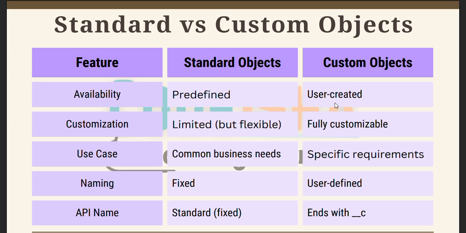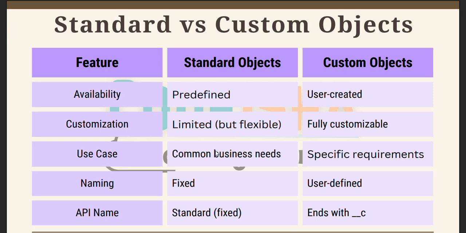Okay, so standard objects are predefined by Salesforce, right? So default. Okay, and coming to the custom objects, they are created by the user. Okay, and coming to customization, as per standard objects we don't have fully customizable, we just have limited, and flexible also. Okay, and coming to the custom objects, we have fully customizable, whatever our business requirement we can do in the custom objects.